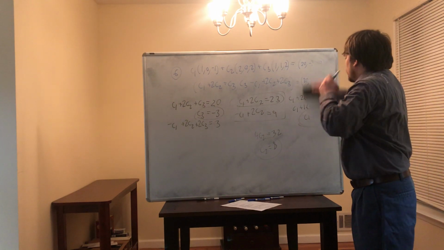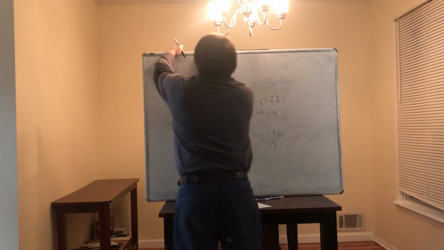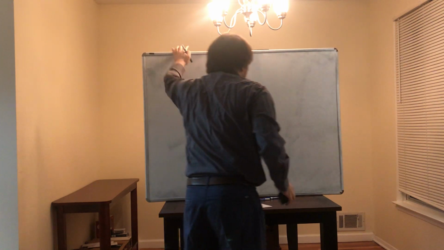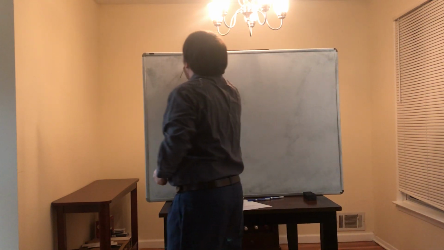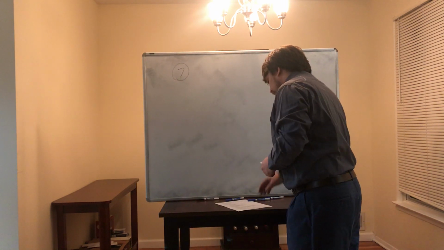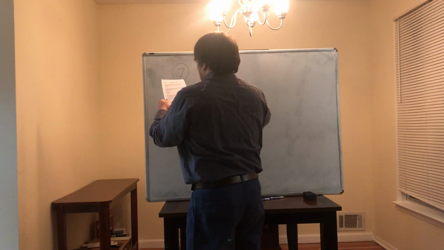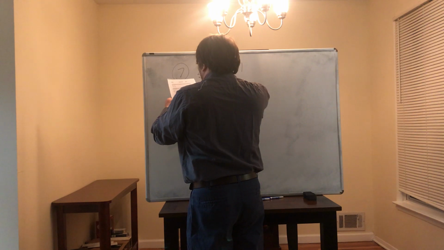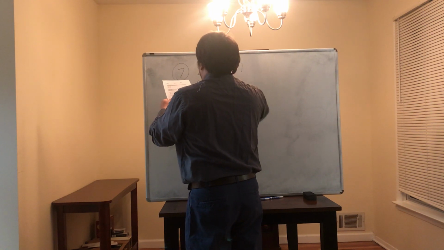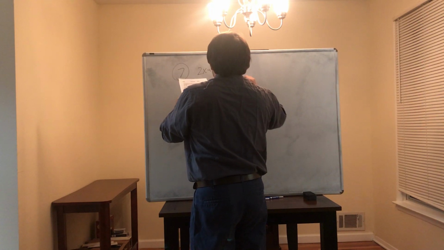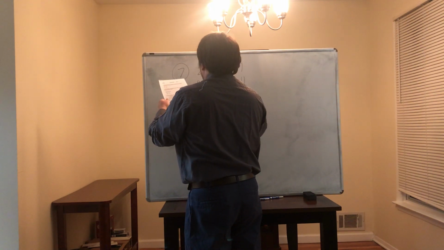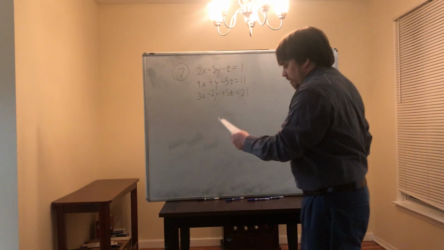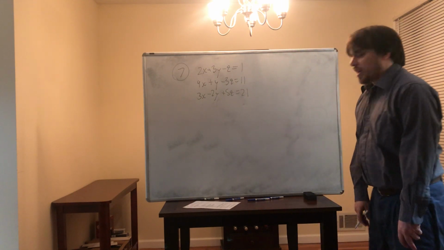After number 6 is number 7, which is solved by Cramer's rule. The system is 2x plus 3y minus z is equal to 1, 4x plus y minus 3z is equal to 11, and 3x minus 2y plus 5z is equal to 21. We want to solve this linear system by Cramer's rule.